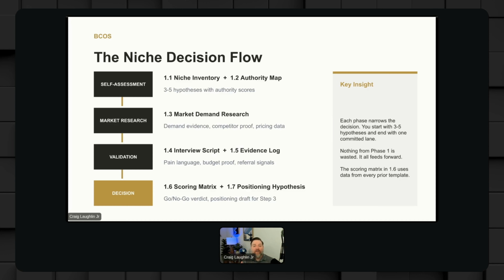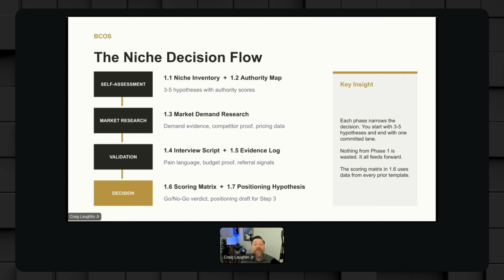The evidence log captures the findings. And what comes out is irreplaceable. I can't say this enough. Pain language for step 3. Budget confirmation for step 4, failed solutions that become your differentiation, and referral signals that tell you the niche is alive.